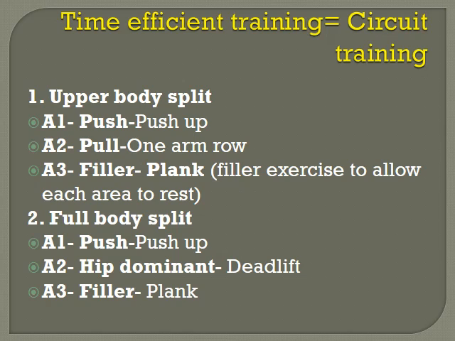A2 would be working what we call the antagonist or the opposite muscle. All right, the one-arm row would be the antagonist to a bench press or a push-up. Our filler exercise would be a plank. So we're working on upper body strength, but we're also working on stability of the core. So if we did our assessment on that client, and we see that that's their particular area of need, we could certainly insert that into their circuit to address that issue.